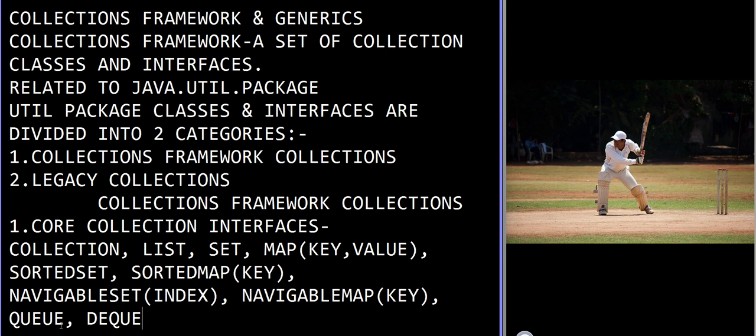Again, queue implements the first in first out principle. That means whichever element comes first goes out first, in the same order. In a queue we insert at the rear end and delete at the front end. And we have deque. Deque is short form of double-ended queue, that means we can insert at both ends and delete at both ends. That is about core collection interfaces.